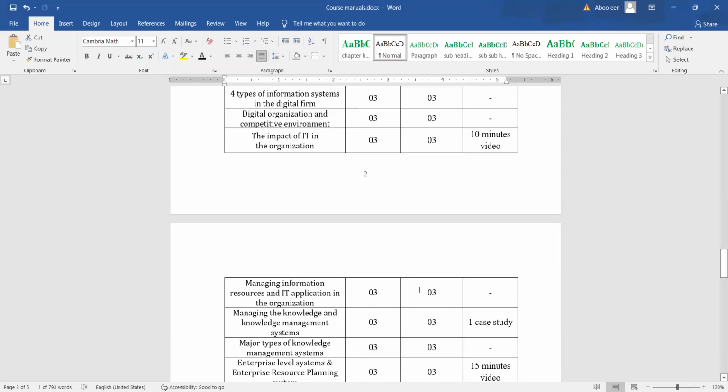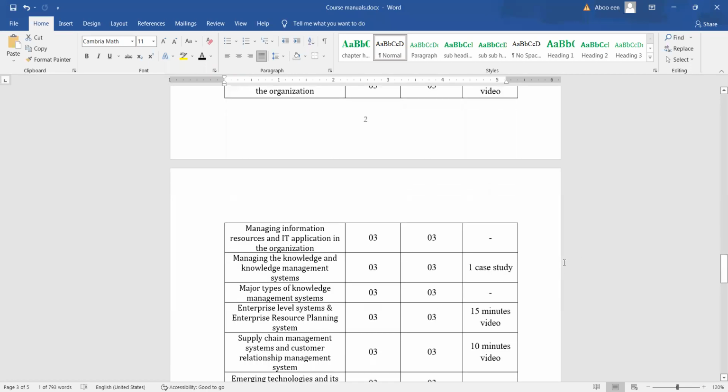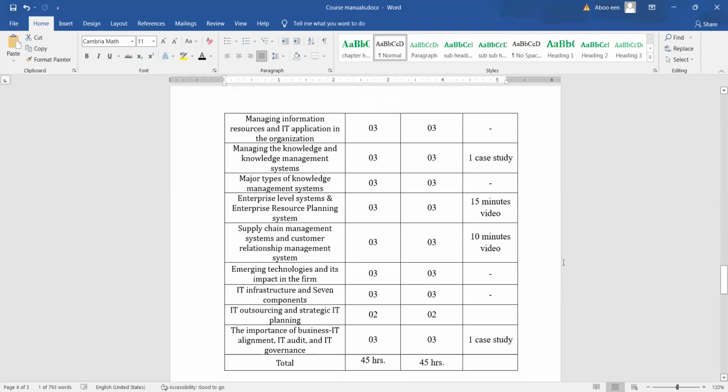The next topic is the impact of IT in the organization. There also I'm going to run a 10 minute video. Then, managing information resources and IT application in the organization. So what are information resources? How can we effectively manage these information resources and IT applications in organizations? That is for 3 hours.